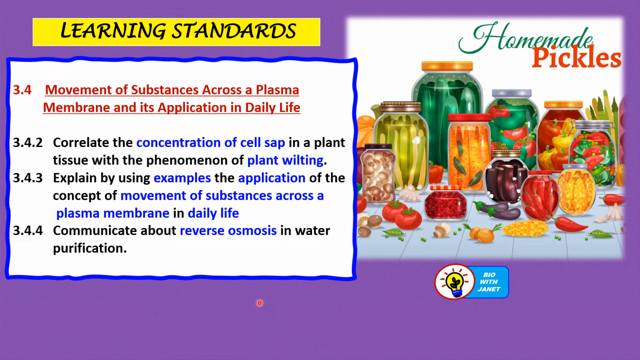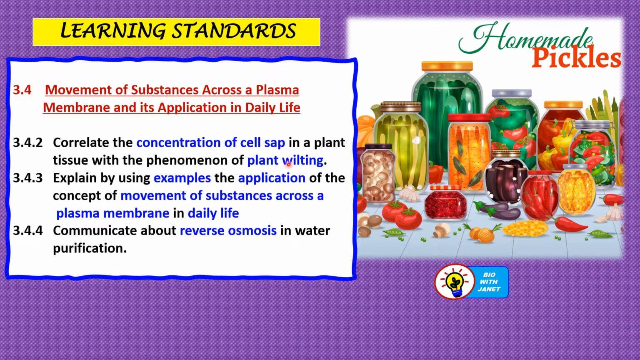Now, the learning standards for today's lesson are as follows. 3.4, movement of substances across the plasma membrane and its application in daily life. Number 2, correlate the concentration of cell sap in a plant tissue with the phenomena of plant wilting. 3, explain by using examples the application of the concept of movement of substances across the plasma membrane in daily life. And then communicate about reverse osmosis in water purification.